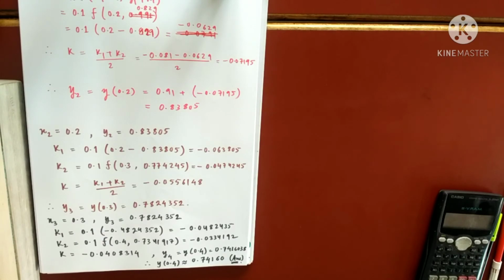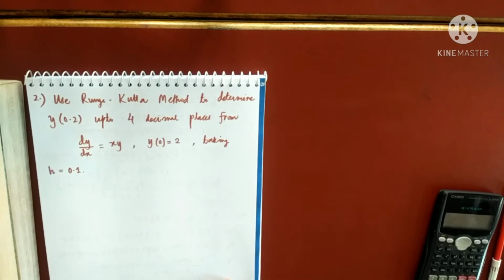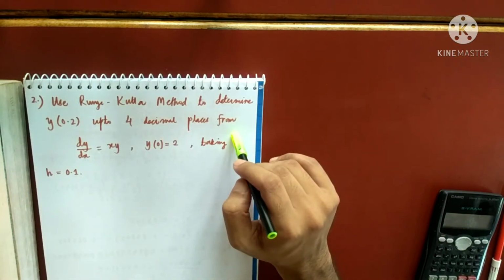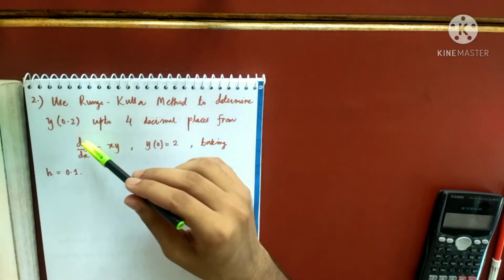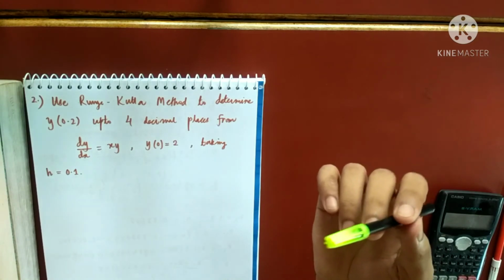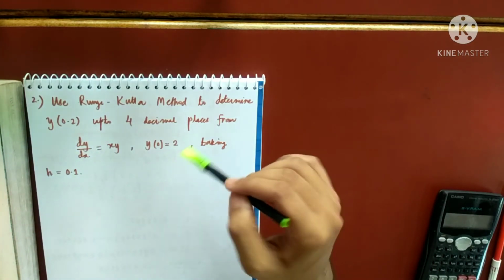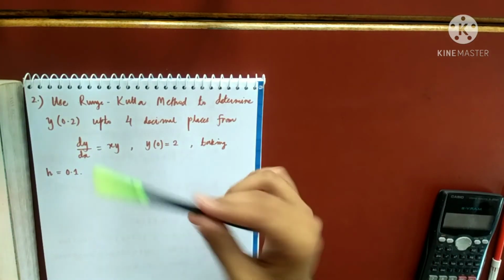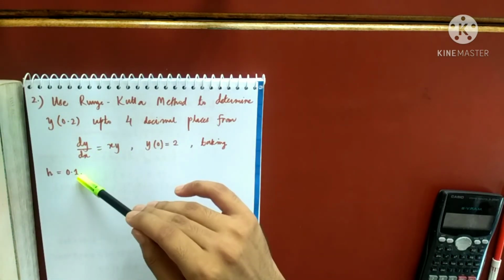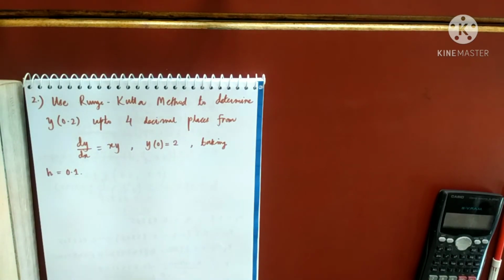So let me show you one more example. So here is the question. You have to again use the Runge-Kutta method to determine y at 0.2 up to 4 decimal places from dy/dx equals xy, y at 0 is 2, and taking h equals 0.1. So this time the advantage is you have to just do 2 iterations, because you have to just find y at 0.2. So from 0 to 0.1 and then 0.2.